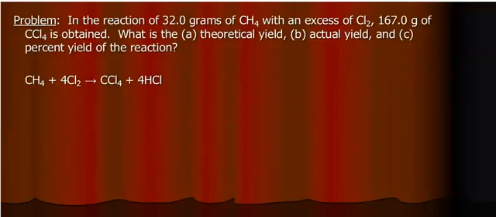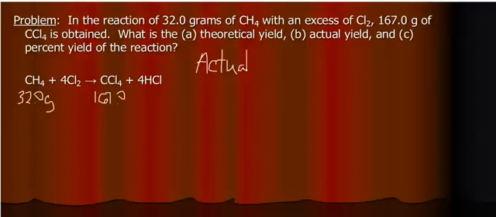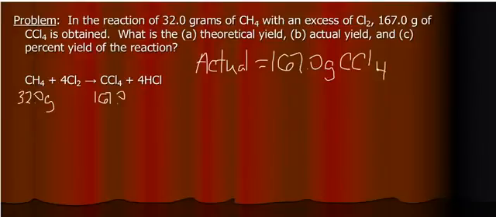So, giving you a balanced chemical equation here, I want to know the theoretical yield, actual yield, and percent yield. I've got 32 grams of CH4. I'm given a mass of CCl4, and I want to know those three yields. Anytime you're given a product, that is the actual yield. So the actual yield, again, you will be given, is 167 grams of the carbon tetrachloride. That is what is actually produced in a laboratory situation.